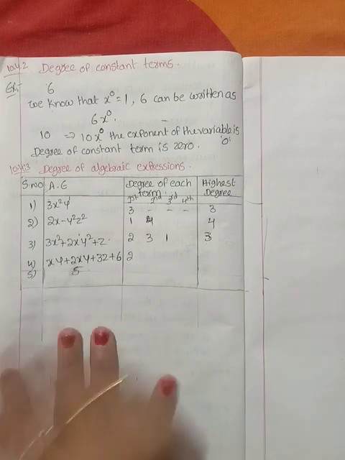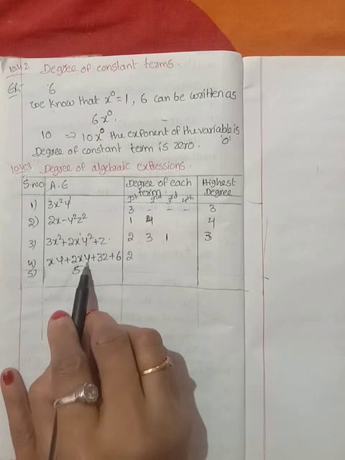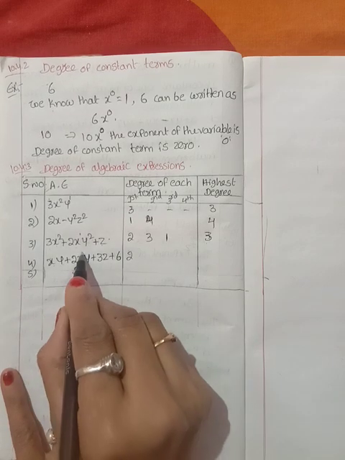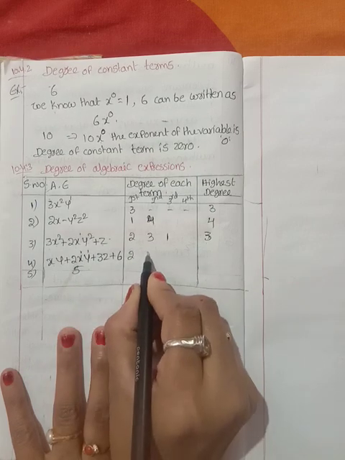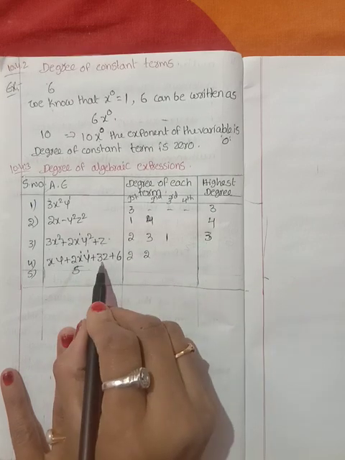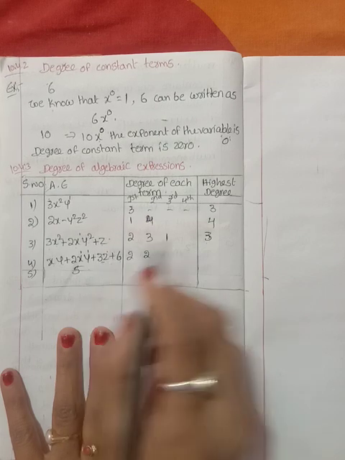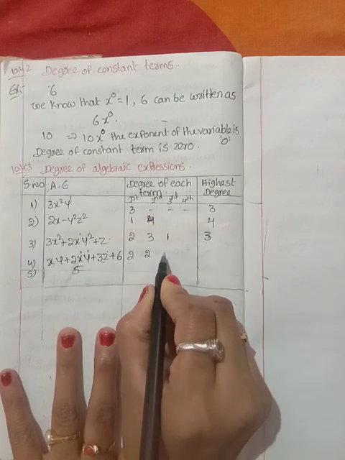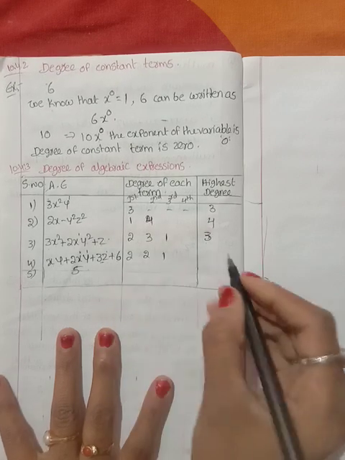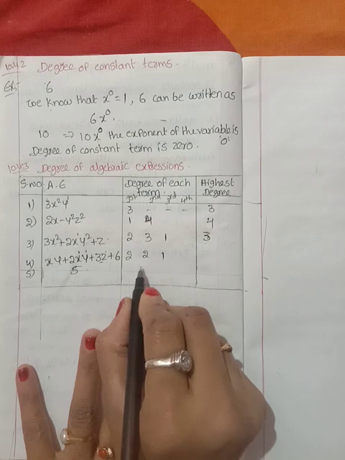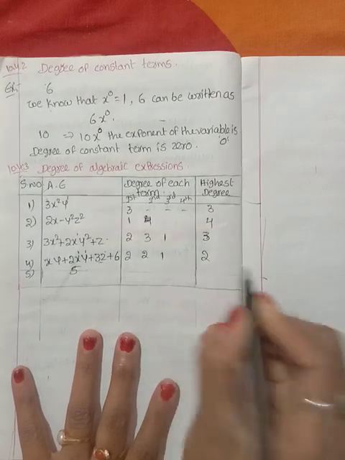Next is the plus 2xy, the second term. The exponent of x is 1 and the exponent of y is also 1, so the second term is also 2. The third term is 3z, where the exponent of z is only 1. The fourth term is a constant, so its degree is 0. So what is the highest degree? The highest degree is 2 only.